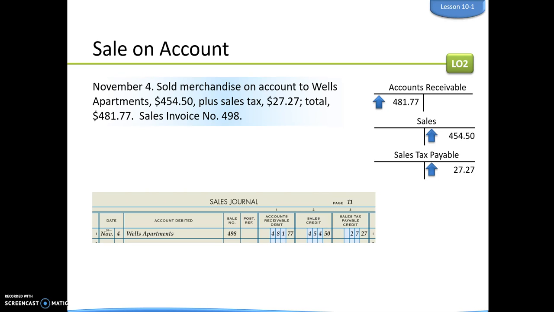November 4th, Wells Apartments is our customer. The sales invoice number is 498, and since these are all sales on account on the sales journal, you don't have to put an S in front of it. The accounts receivable debit is $481.77. Sales credit $454.50. Sales tax payable credit $27.27. So you add the sales credit and sales tax payable credit to get what goes in the accounts receivable debit, which is the total.